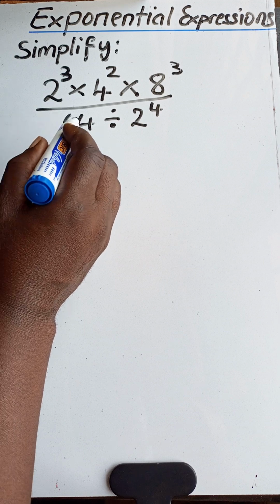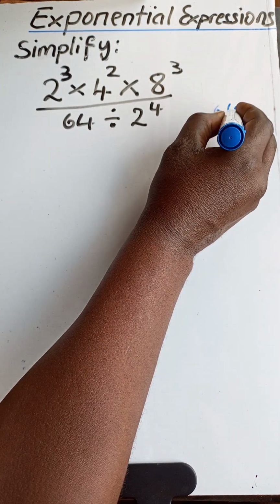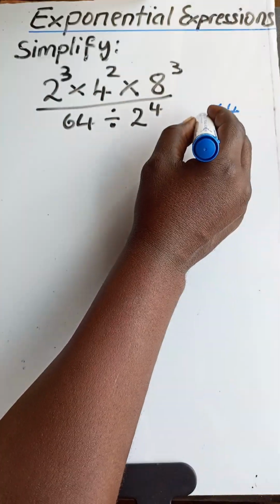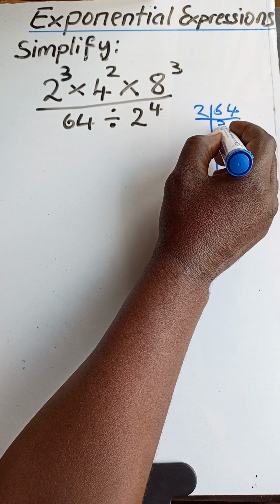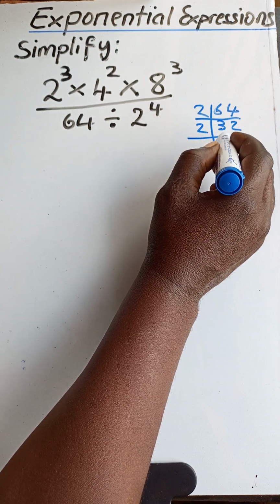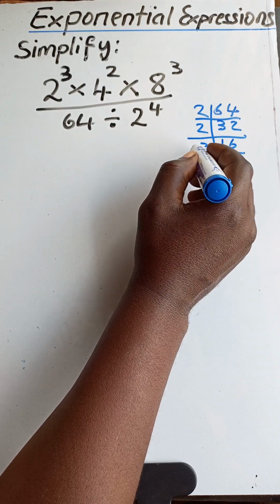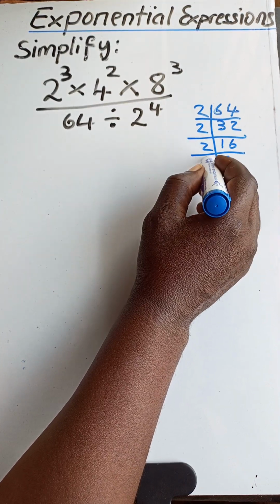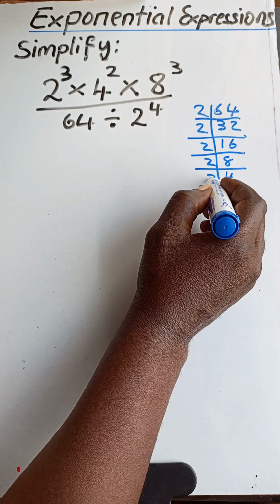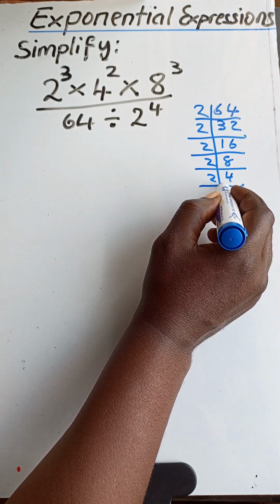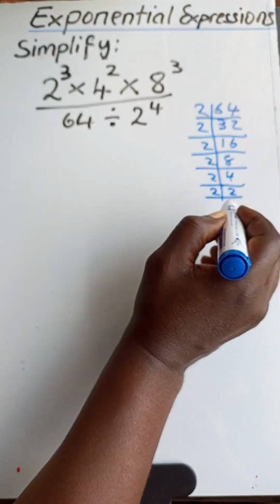And 64, for those who don't know, to convert 64 into an index number whose base is 2, we keep dividing by 2. 64 divided by 2 is 32. We divide again by 2. 32 divided by 2 is 16. We divide again by 2. 16 divided by 2 is 8. We divide again by 2. 8 divided by 2 is 4. We divide again by 2. 4 divided by 2 is 2. And then we divide lastly again by 2. 2 divided by 2 is 1.